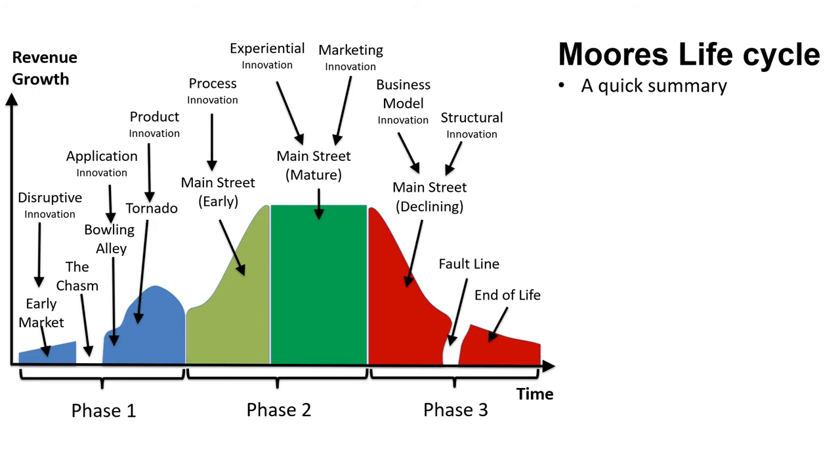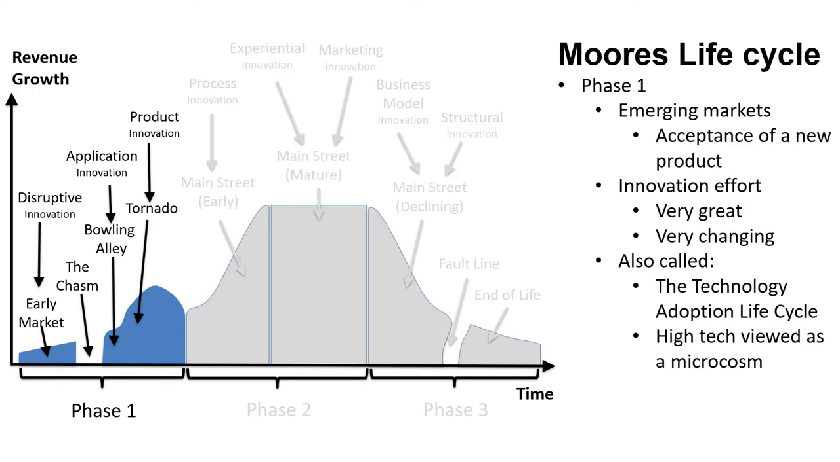Here is a quick summary of the 3 main phases of the model. The first main phase is about emerging markets, getting the acceptance of a new product or service. This phase requires a very great and very changing innovative effort. In the model, this phase is also called the technology adoption life cycle.